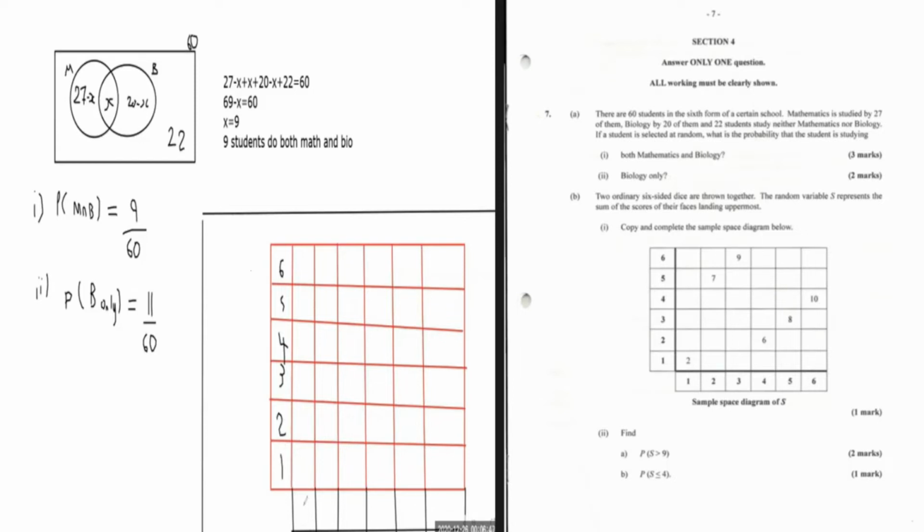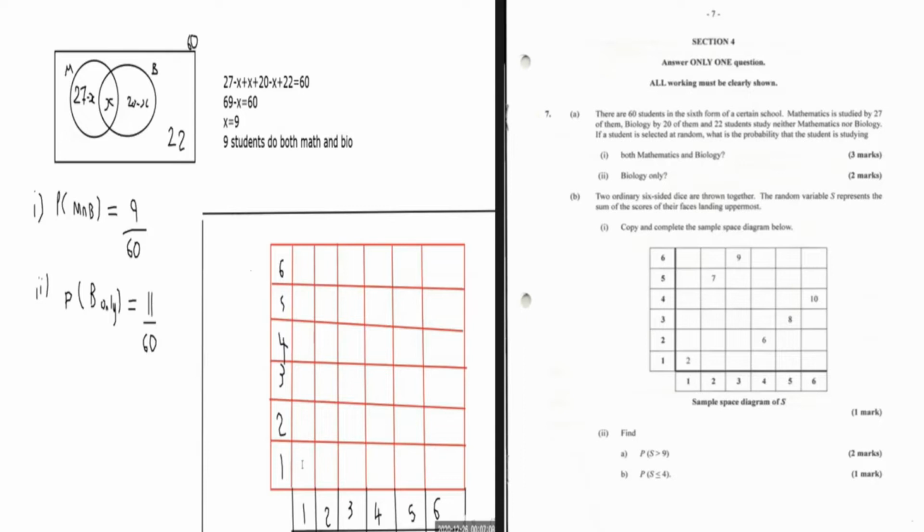And this now is 1, 2, 3, 4, 5, and 6. Nice and easy. Now it wants us to fill out the sample space. So let's go ahead and fill out the sample space.